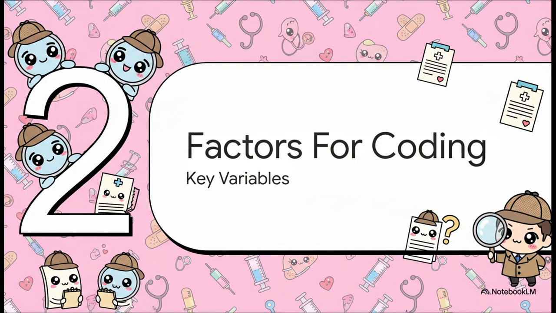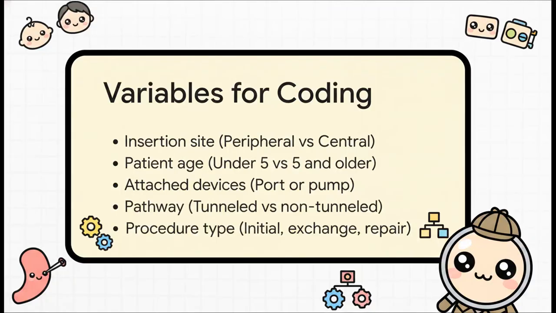Moving right along to Section 2, Key Factors for Accurate Coding. Once you've confirmed a true CVC was placed, your job kind of transforms. You're a medical detective now. You need to filter the operative report for a few critical variables that will drive your code selection. Was the insertion site peripheral, making it a PICC line, or central, making it a CICC? What about the patient's age? Are they under 5 years old or 5 and older? Did the surgeon attach an implantable port or maybe a pump?